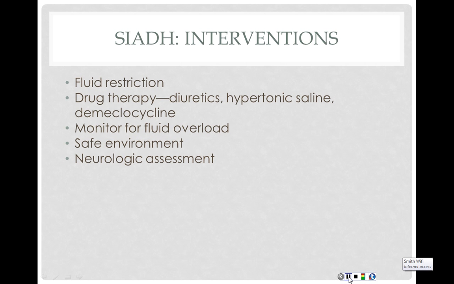So demeclocycline is a medication that can be given, and it's supposed to block the ADH receptor hormone in the brain. So this is a med, again, that can be given to block the effects of ADH.